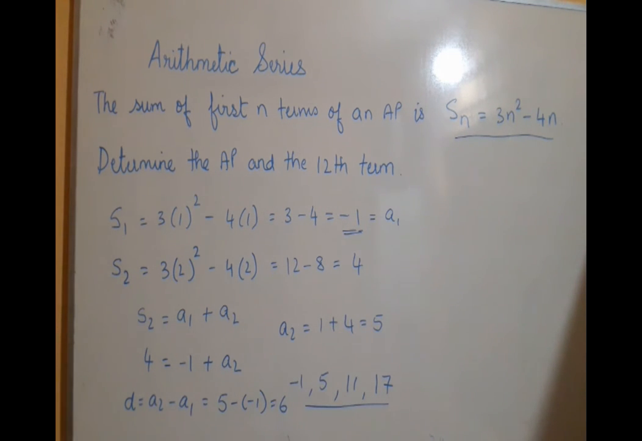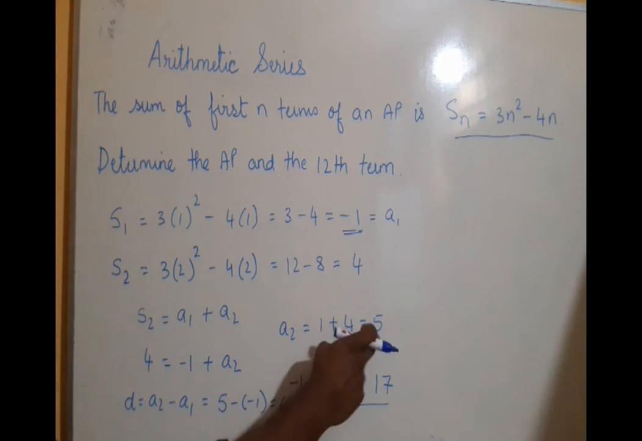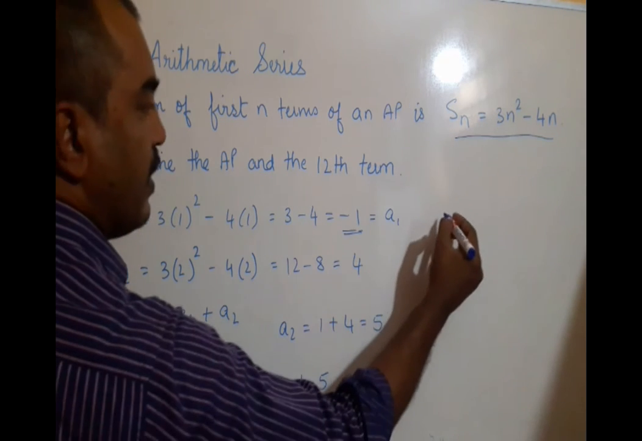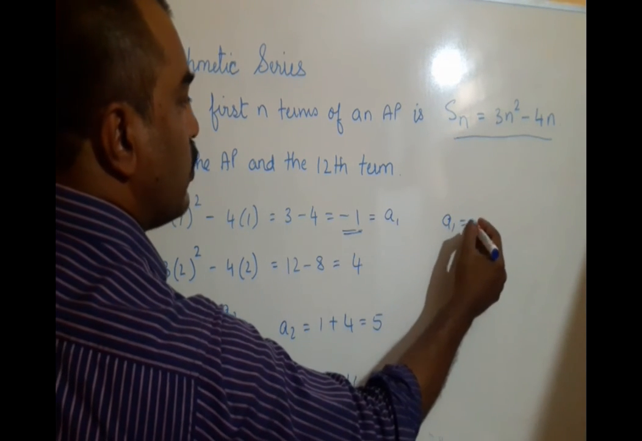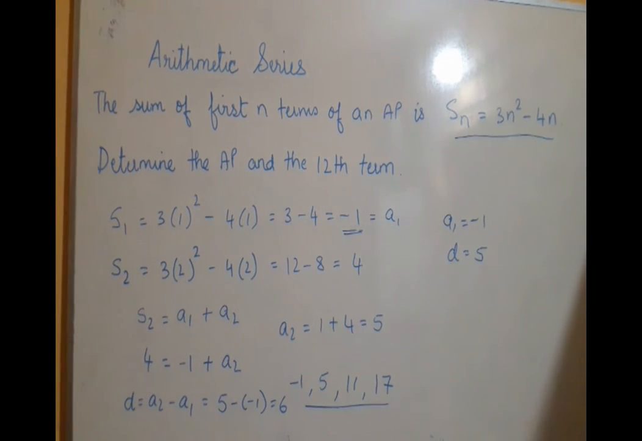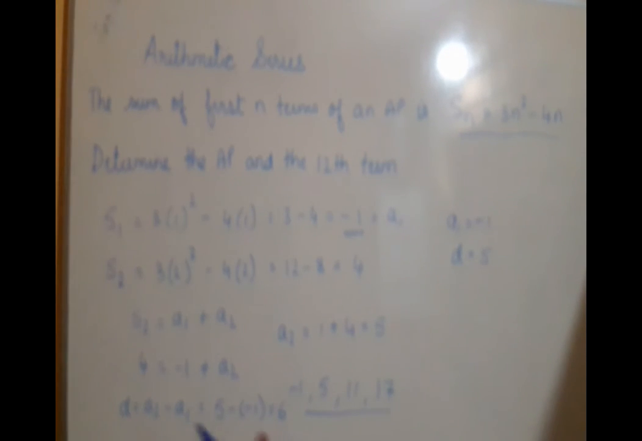So D is equal to A2 minus A1. So 5 minus -1, that is 6. So this sequence has A1 equal to -1 and common difference D is equal to 6, as you can see. So this is the sequence that we want.